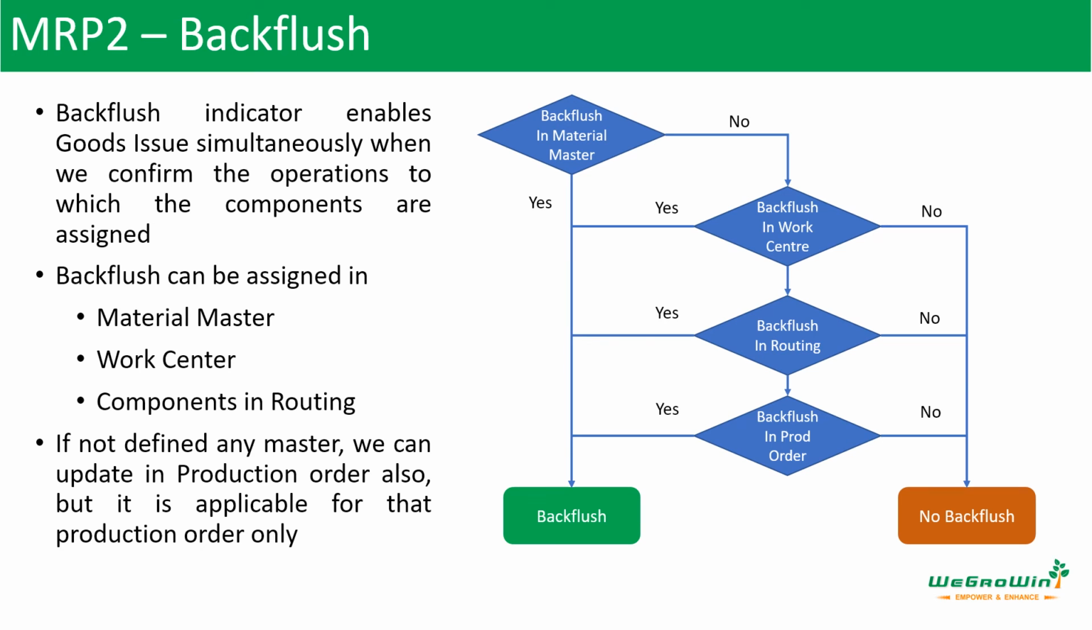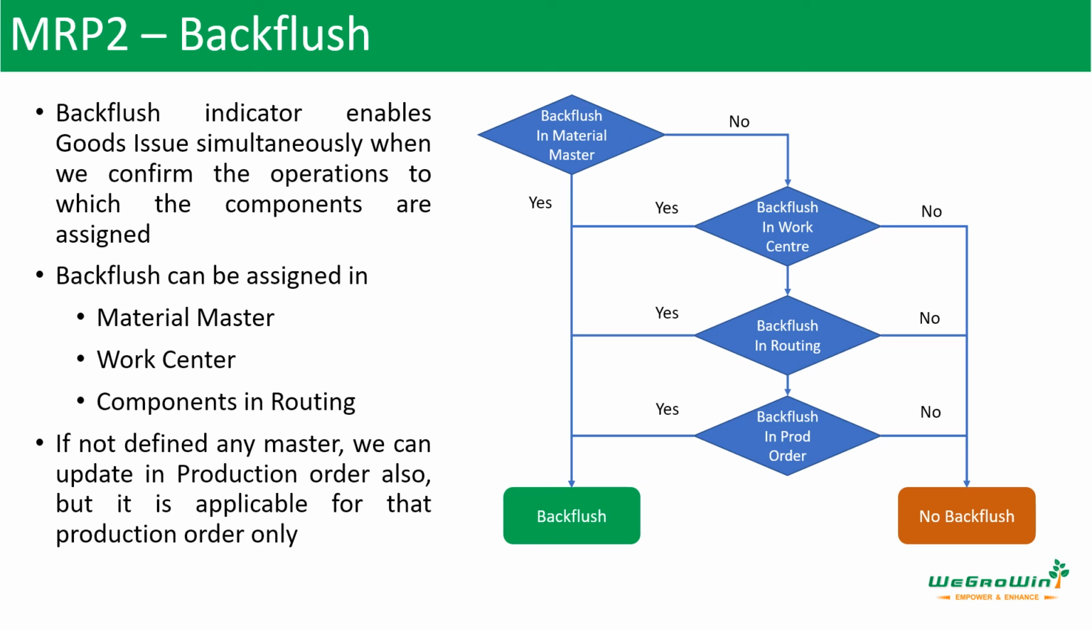If the backflush is indicated in material master, yes, backflush will happen automatically. If it is not in material master, but if backflush is defined in work center, backflush will happen. If not, no. Then if the backflush is defined in routing, that time yes, backflush will happen, otherwise no. Then backflush in production order also. So various places we can keep it depending on the situation.